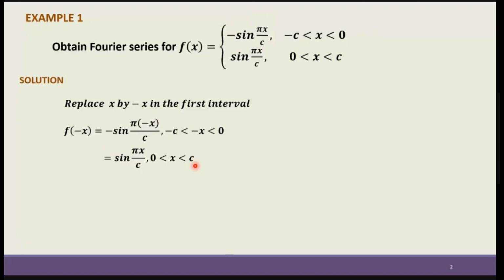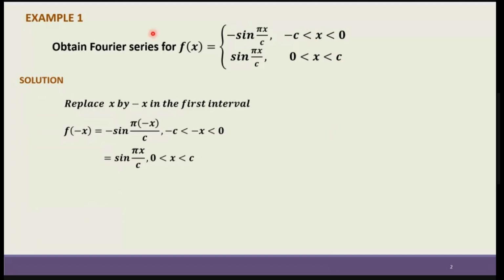When the function is an even function, we get bn equal to 0. We have to calculate a0 and an. What is the value of L in this case? What is the length of the interval? The interval is defined from minus c to plus c. From minus c to 0 the length is c, and from 0 to c again c. So the total length of this interval is 2c.